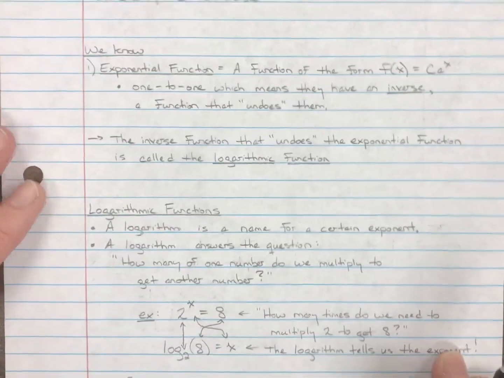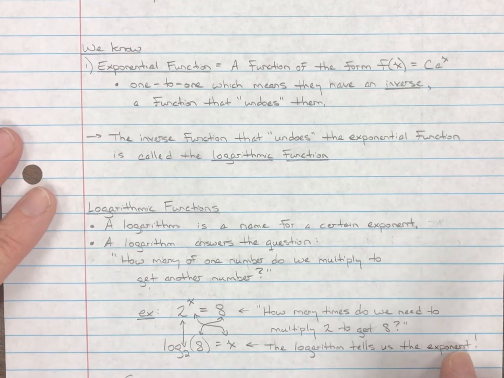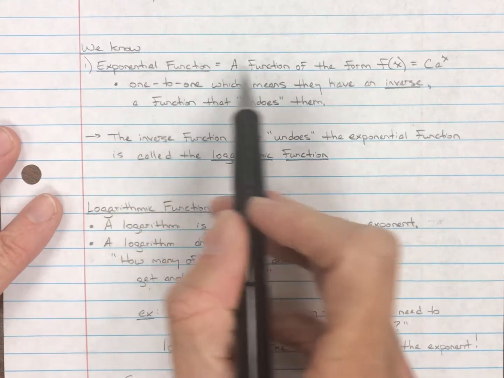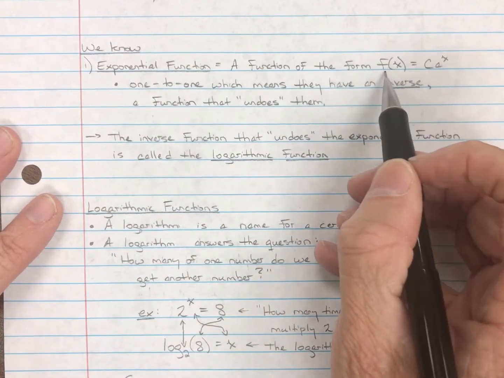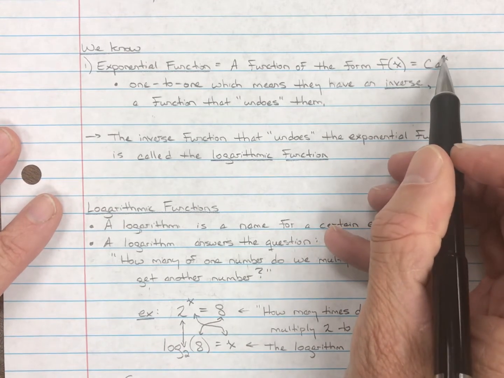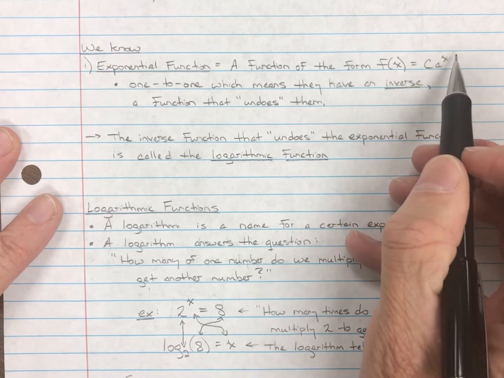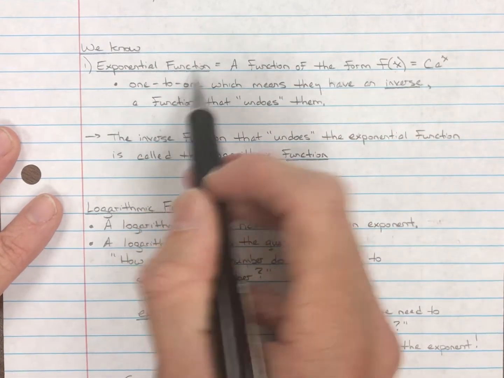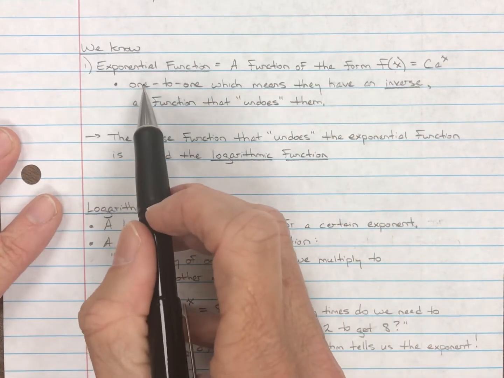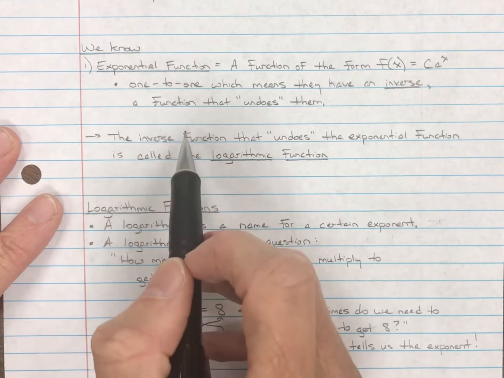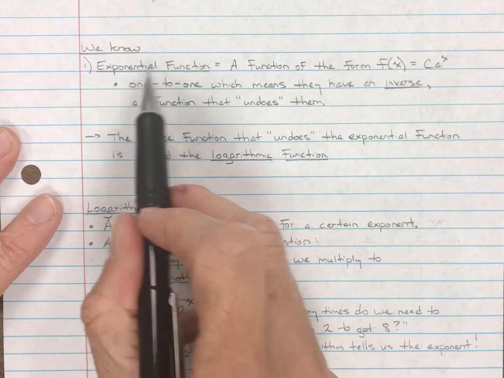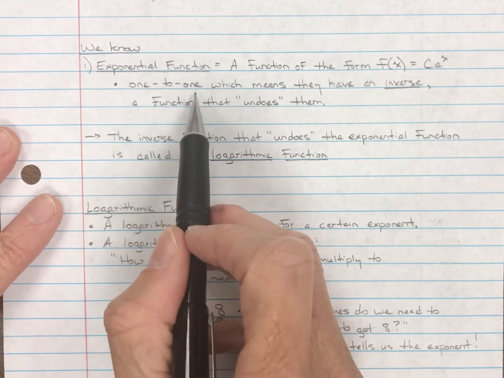What do we know? We know coming into this lecture what an exponential function is. An exponential function is a function of the form f of x equals c times a to the x. All right, pay particular attention. An exponential function has a variable in the exponent. The key to the exponential function that we want to focus on for this video lecture's purposes is that exponential functions are one-to-one.